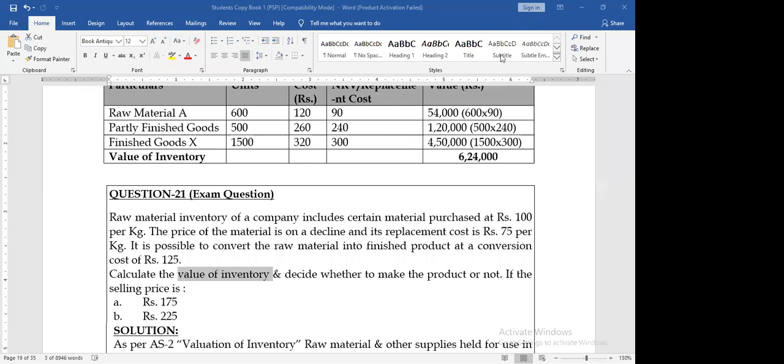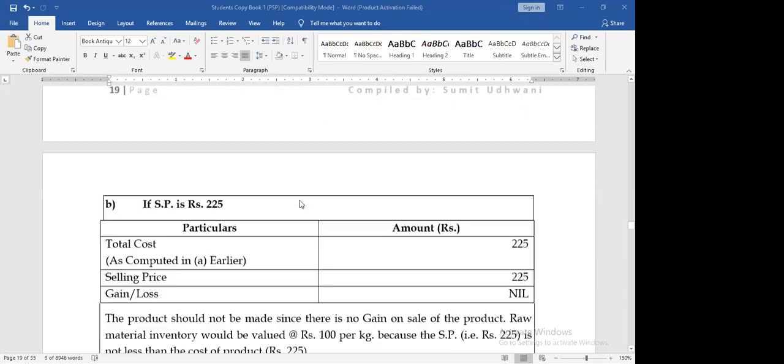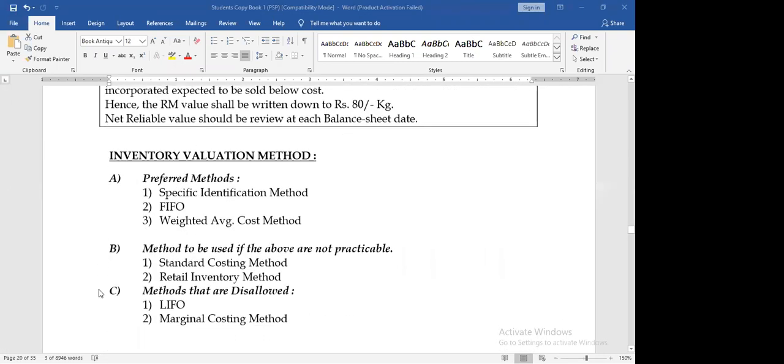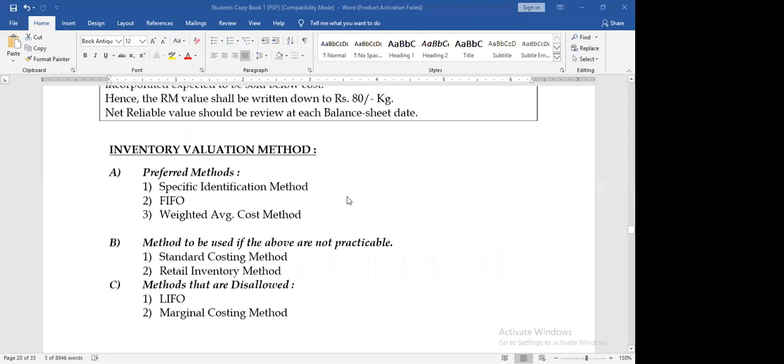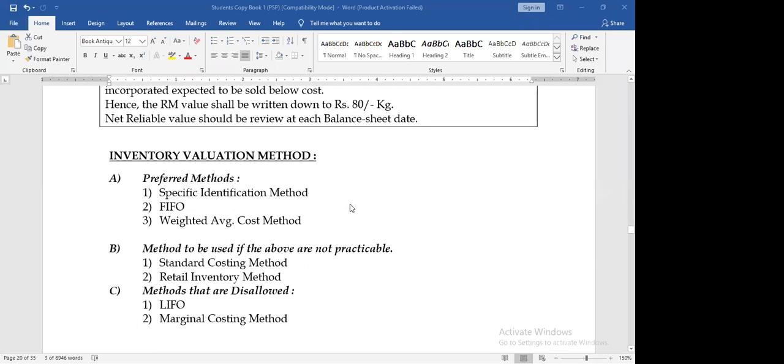Okay, if you're done with this, great. If you're done with this, come to the next part. Let's first understand the theory part. Come to page number 36.